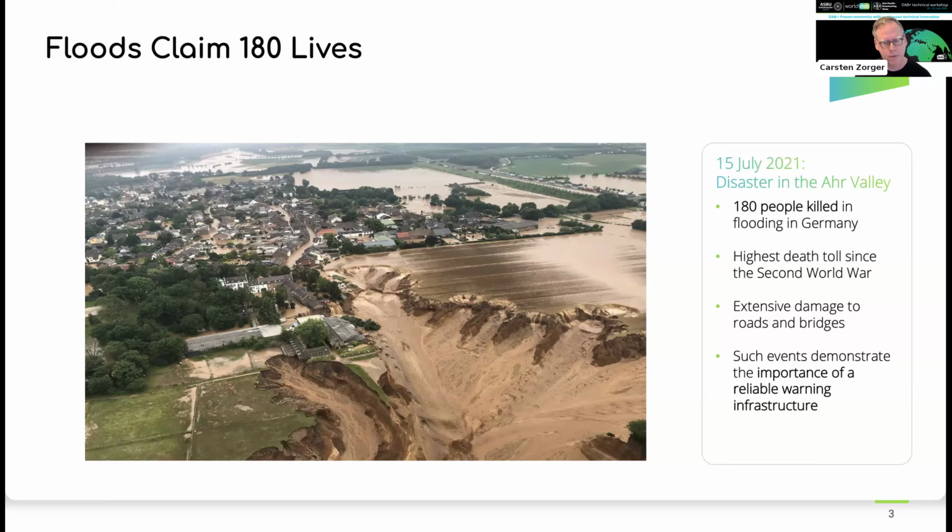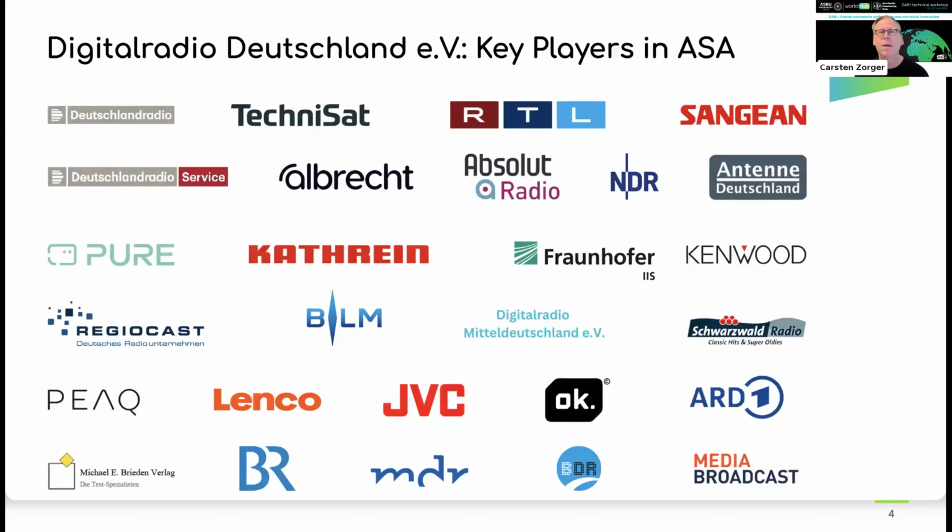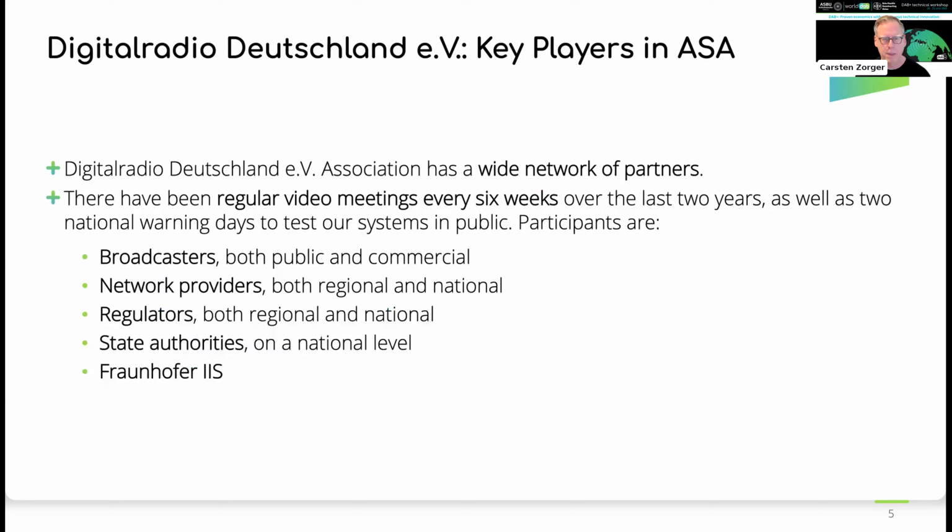So we just started 5 years ago thinking of how we can make radio part of a resilient emergency warning system. These are players and partners in our association. You might have seen a few of these logos. Some of them you might know, some of them you might not know. But what does that mean? In this association, all working together for ASA, we have broadcasters, both public and private. We have network providers, Christian with Media Broadcast, for example, but others as well, on a regional and national level.